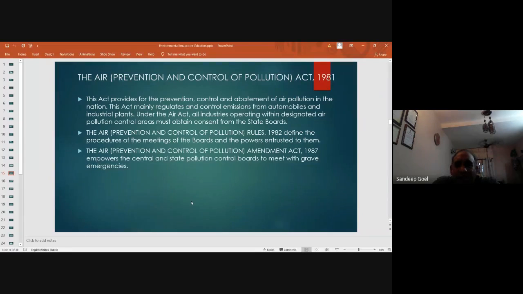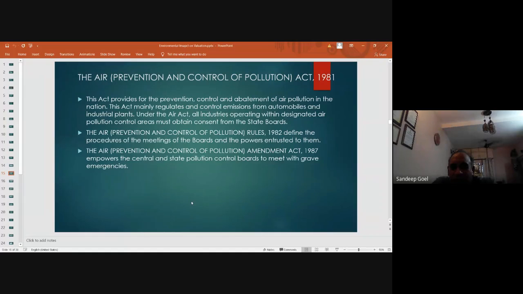You can be asked about the Air Prevention Control Act Amendment in 1987, what does it give? It empowers the Central and State Pollution Control Boards to meet grave emergencies. If any emergencies are there, how they can mitigate them and plan for that, they have been empowered by this act only. You know, when in November, December and January the air pollution deteriorates in Delhi, all the states have formed a common platform there.